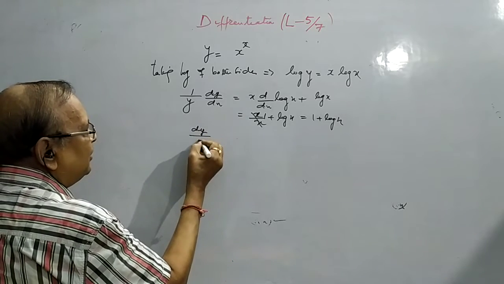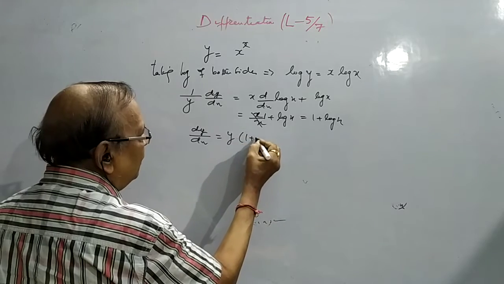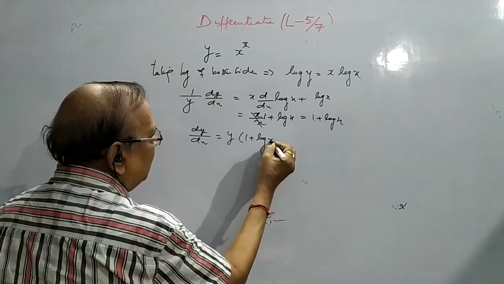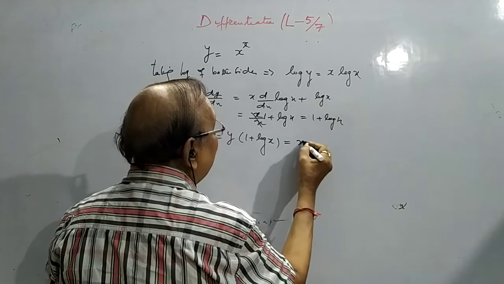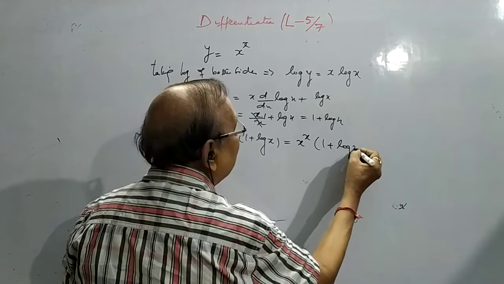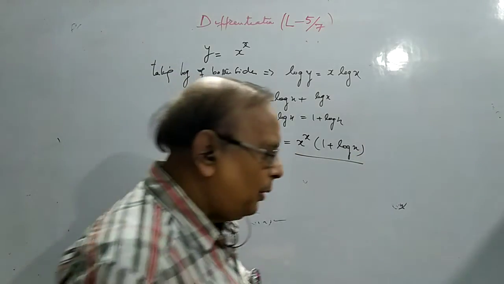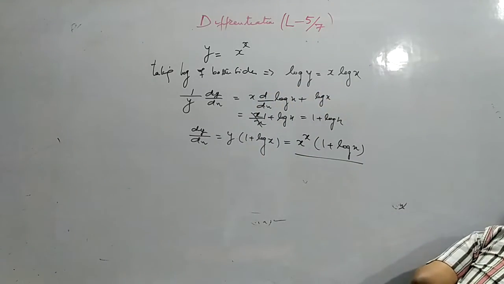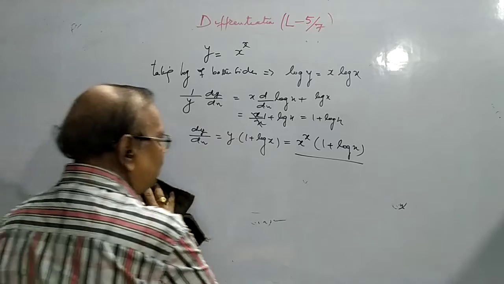And what we get? Dy by dx is equal to y times 1 plus log x. Now y is how much? That is x raised to the power x. So x to the power x into 1 plus log x is the answer. That is quite simple, there is no problem. We may consider other examples also.